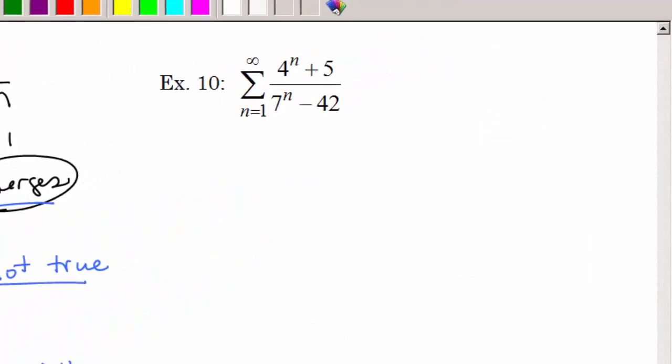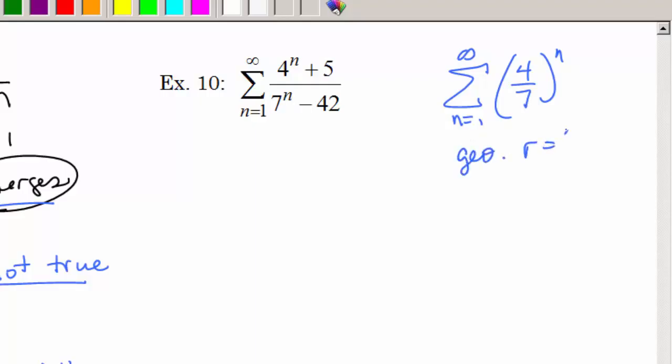Okay, we're getting lots of practice. So let's look at this last one. Wow, that looks really different. So again, I'm going to get rid of all the numbers, and I'm going to write this as 4/7 to the n. Is that anything I know? Yes, this is geometric, where r is 4/7, which is less than 1. So it does indeed converge.